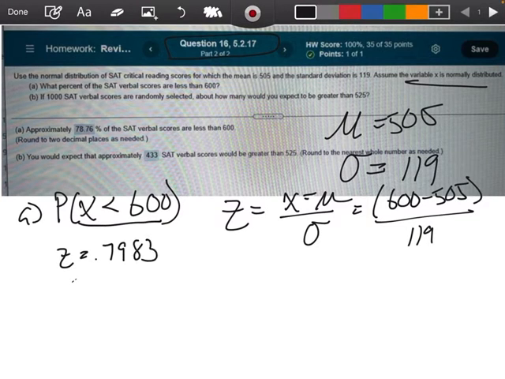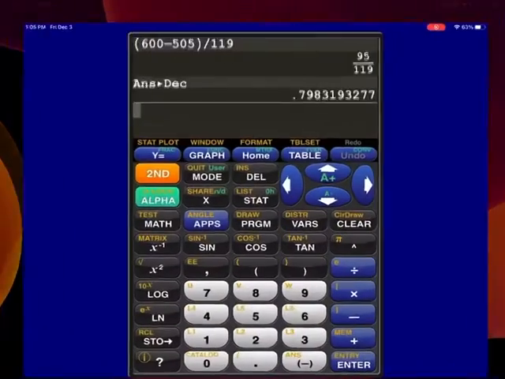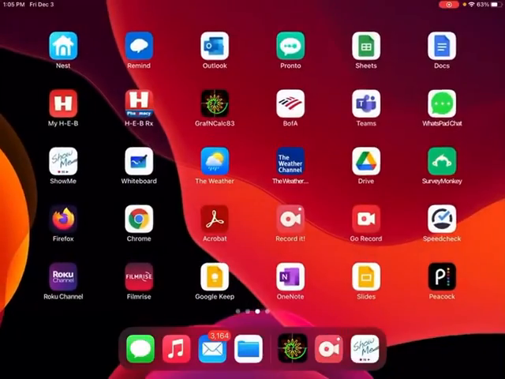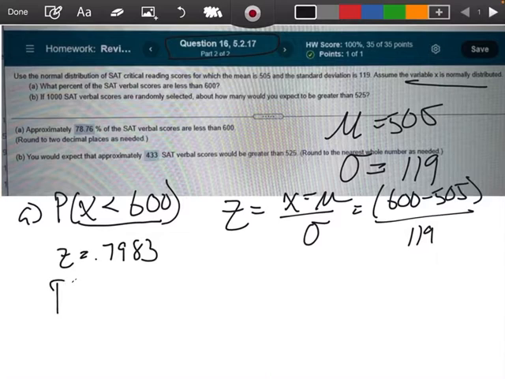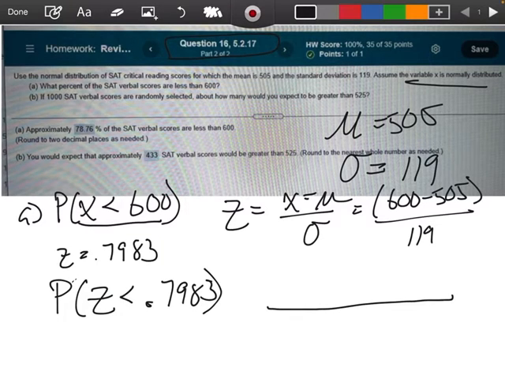Okay, so z is 0.7983, something like that, right? Let me double check my numbers. Yeah, 0.7983. Okay, so now what we're going to do is we're going to figure out what's the probability that z is smaller than 0.7983.